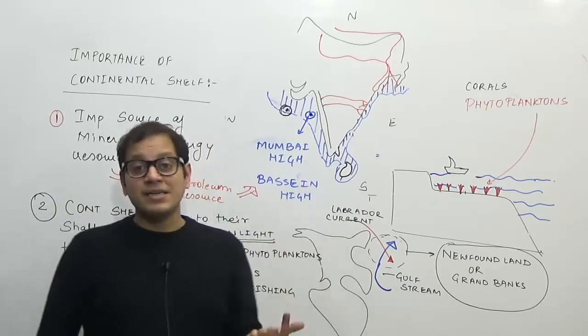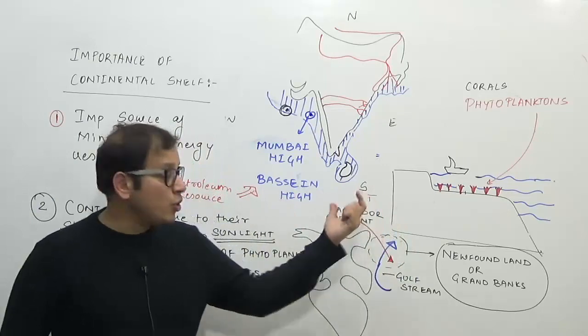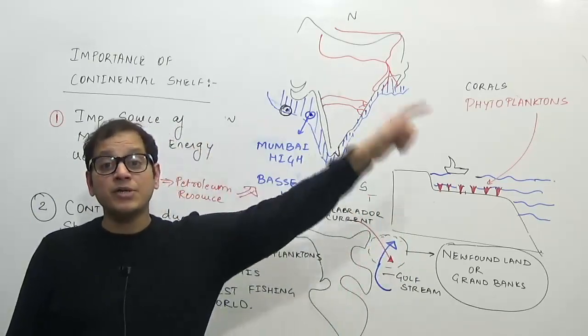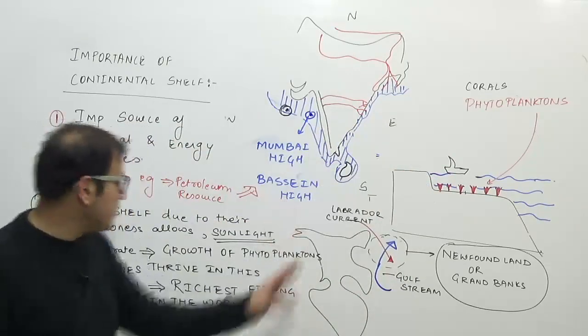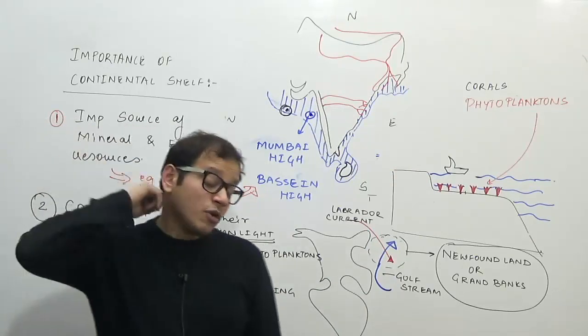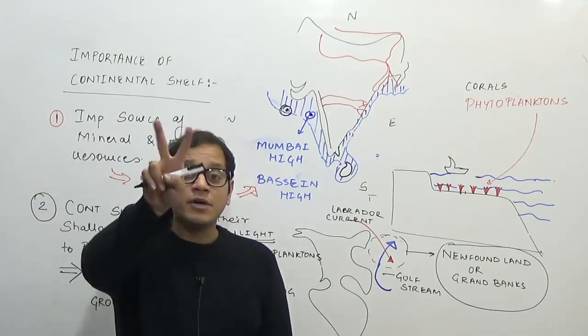The same other area is near the Japan coast, where cold Oyashio and warm Kuroshio current meet. We will see while doing the ocean currents. So you remember the continental shelf are the richest fishing grounds in the world. So what are the two conditions required for fishing?